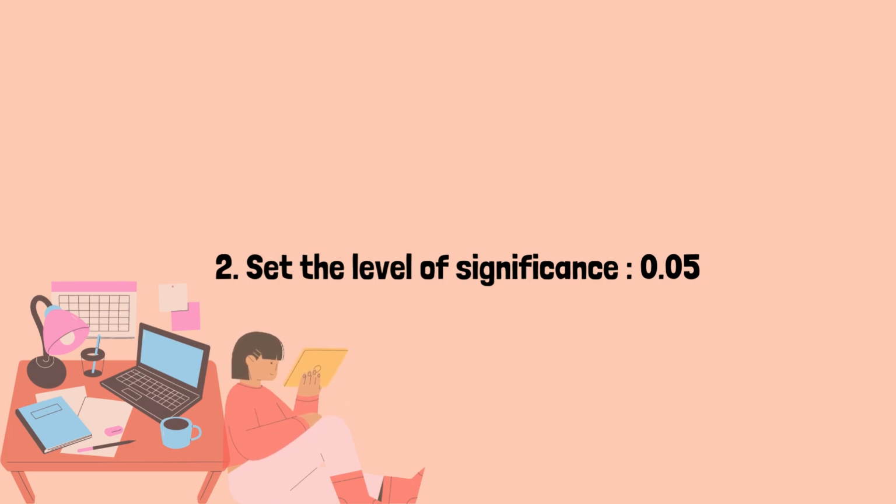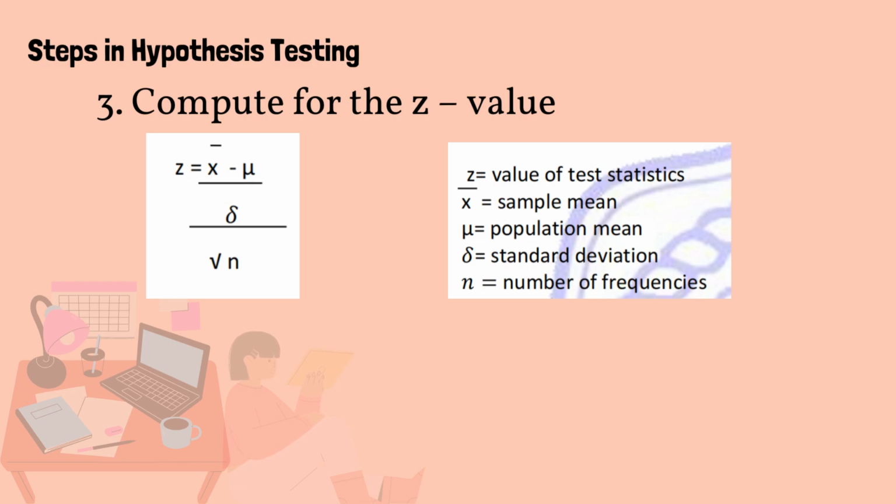Okay. So, since we have this null and alternative hypothesis, of course, the step 2 is we have to set the level of significance. So, our level of significance 0.05 po yung gagamitin natin or palagi natin yung ginagamit. 0.05. Okay, and then after the step 2, we have to compute for the z value. Okay, so we have here the formula.